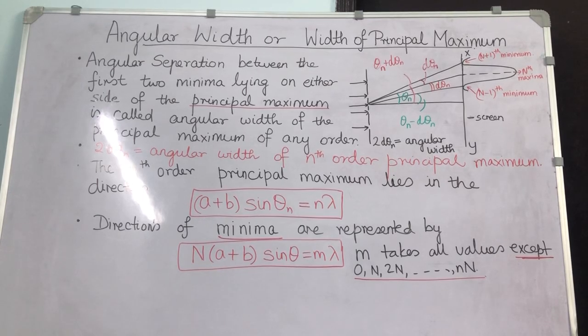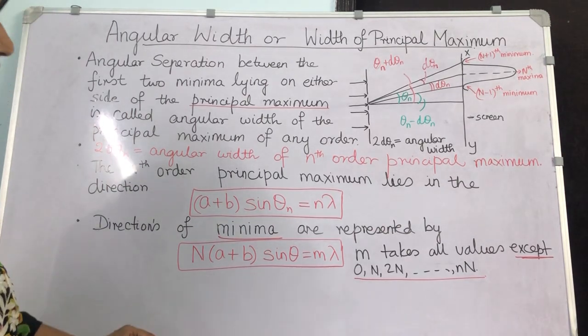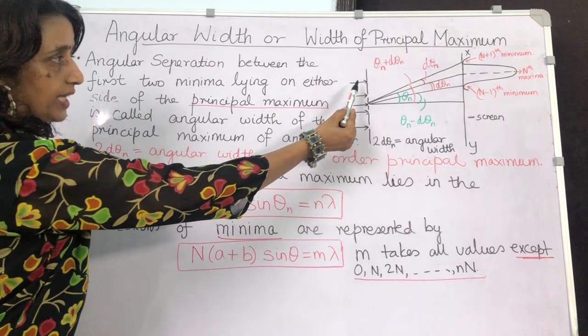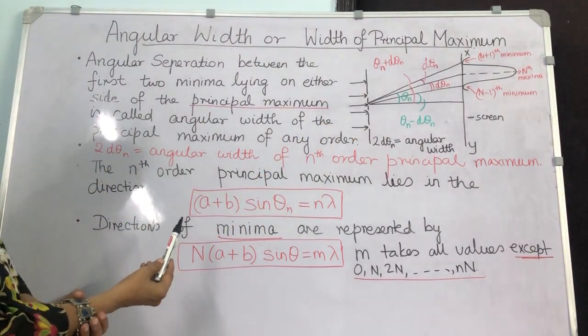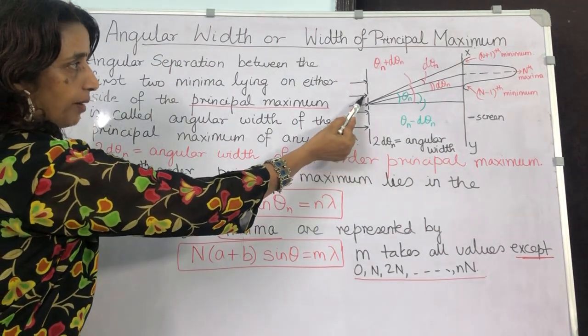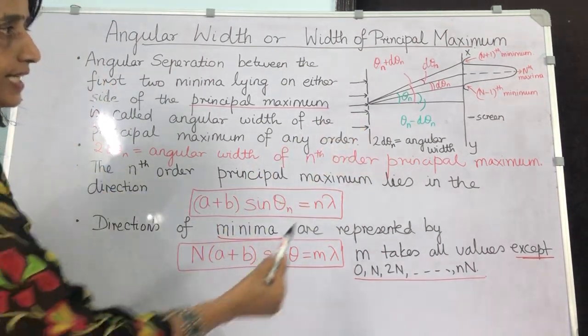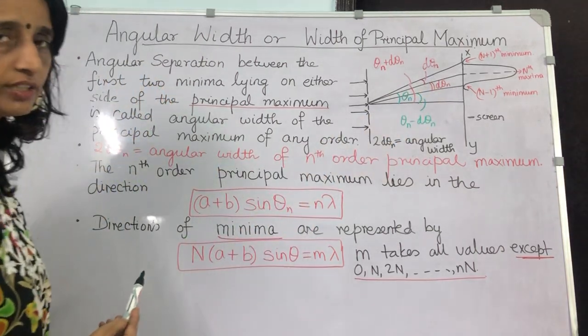Hello students, in today's lecture we are going to discuss the angular width, or width of principal maxima, in a plane transmission or diffraction grating. Let us first understand the diagram. As we can see, a diffraction grating, plane transmission grating or simply grating is just N number of slits. Light is coming from these slits, falling and forming a pattern on the screen.